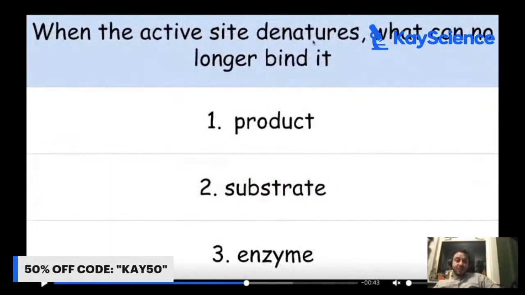When the active site denatures, what can no longer bind it? What can no longer bind the denatured active site? That's going to be the substrate.